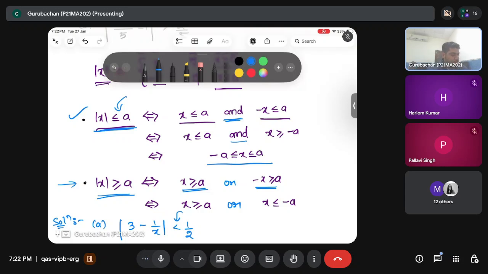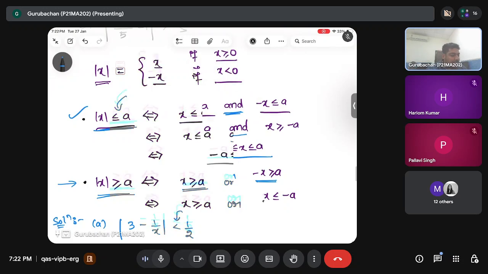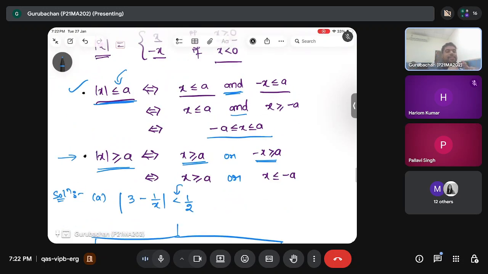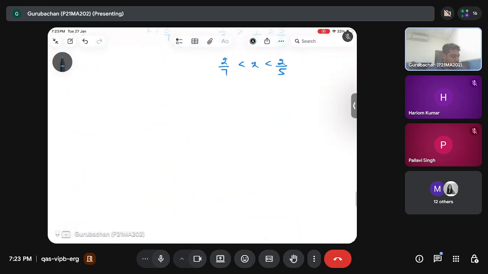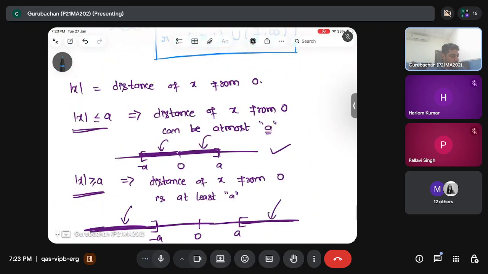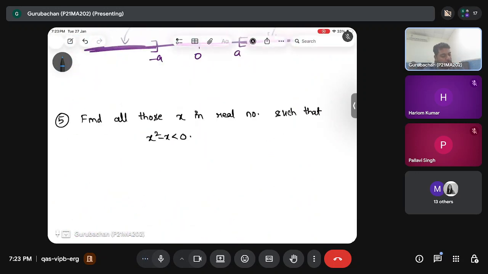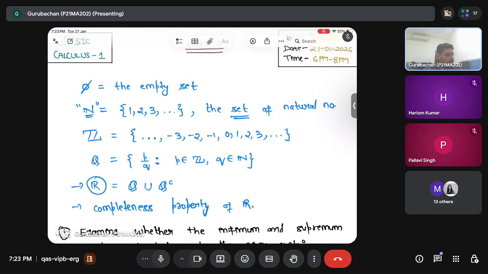this less than relation, in that there will be only 'and'. Am I clear? I'm again repeating, in case of less than or equal to a, you need to combine both the inequalities. You can see from the geometrical interpretation, I told you that. And in case of mod x greater than or equal to a, that means you need to consider any of the cases. In those cases, you have to see whether one is true or another one is true. So you have to take the union. So this is about this mod clarity. Now let us discuss the next one.